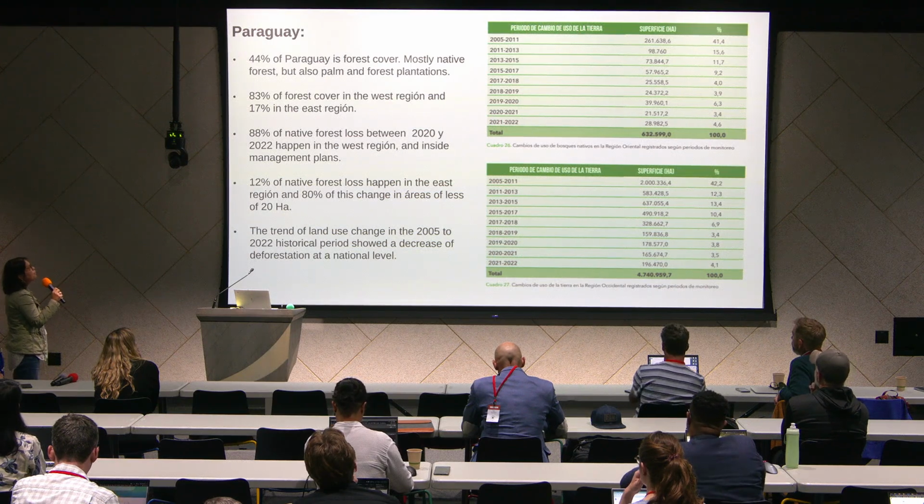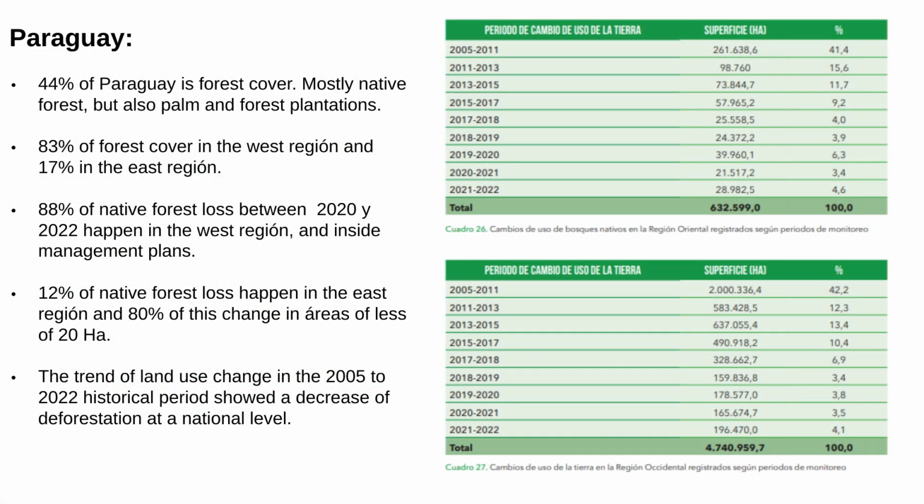So Paraguay is 44% forests, mostly native forests, but they also have plantations and palm. There are two regions, the west region and the east region, where most of the deforestation happens in Paraguay. 83% of forest cover is in the west region and 17% in the east region. Between 2020 and 2022, 88% of the native forest loss happened in the west region, but it happened inside management plans. So that was kind of key because they were planning for this land use change.